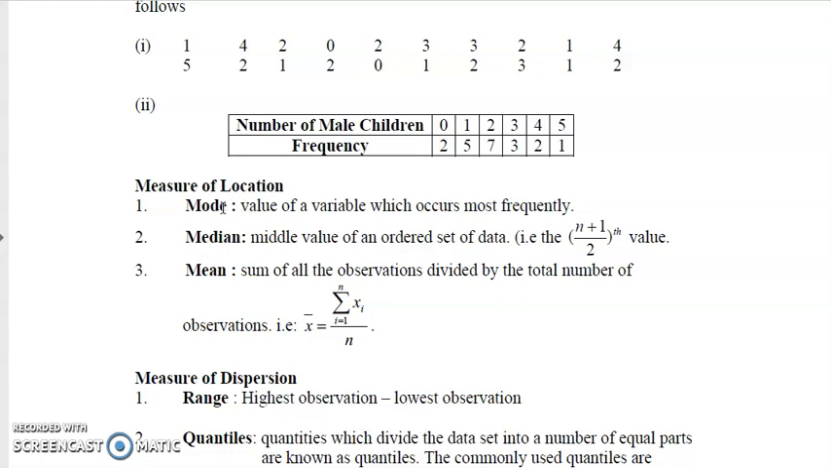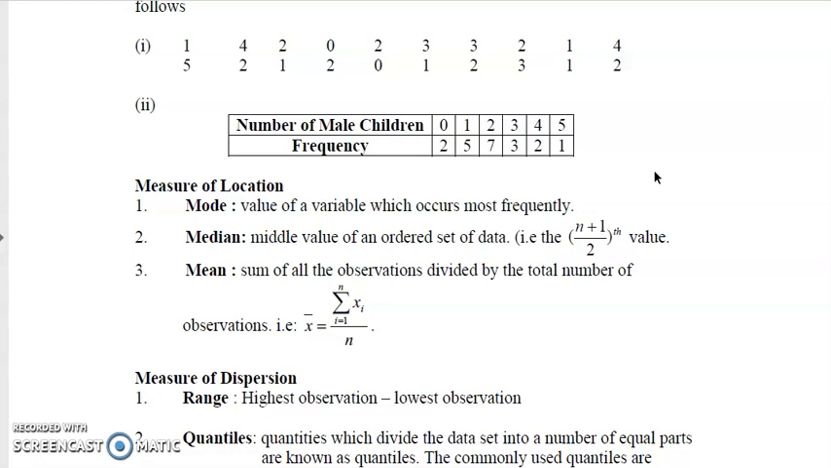So mode is the one that is the highest. So you can see from here the frequency, the mode is 7. So the frequency is 7, so the number of male children in the families is 2. Okay, the frequency is 7 families that we're having there.